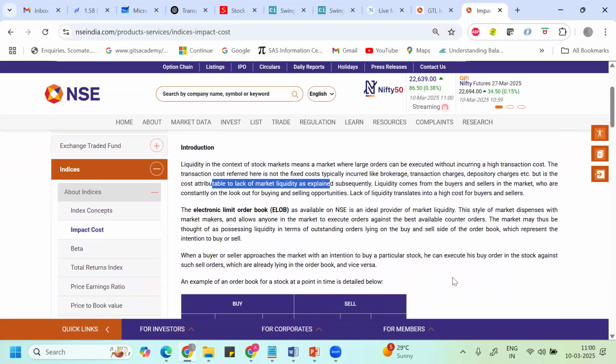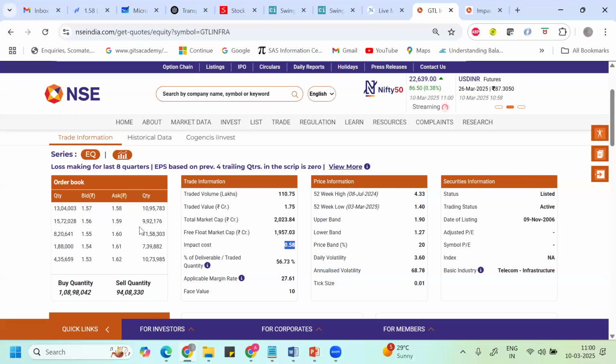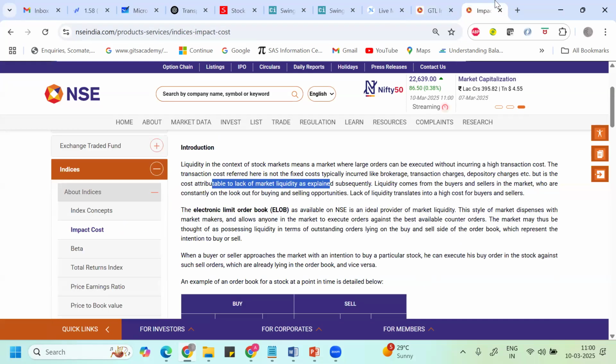So, the electronic limit order book, which you see here, is available on NSE as an ideal provider of market liquidity. This style of market dispenses with market makers and allows anyone in the market to execute orders against the best available counter trades. The market may thus be thought of as possessing liquidity in terms of outstanding orders lying on the buy and sell side of the order book.